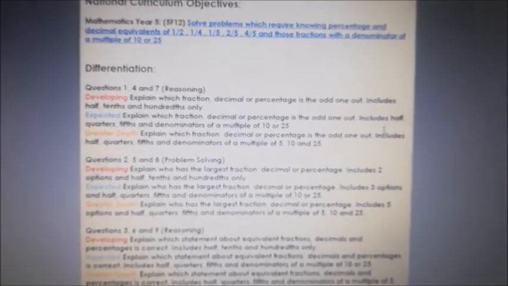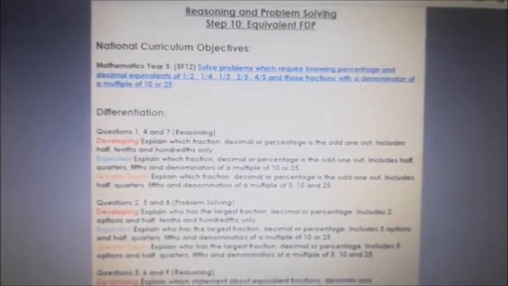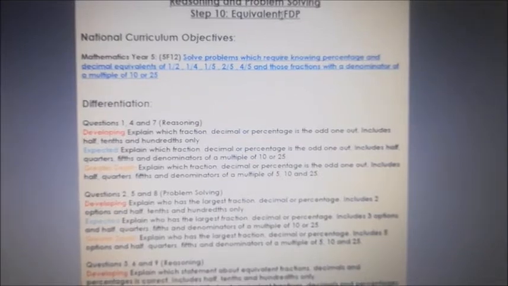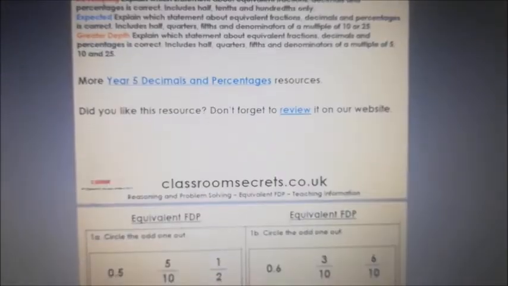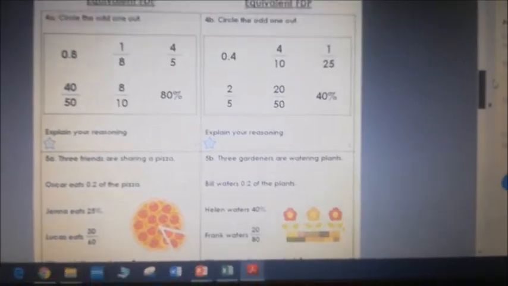Then there should be some time for reasoning and problem solving. So reasoning and problem solving. Oh, if we go all the way up to the top, my laptop's been annoying. Problem solving. Equivalent fractions, decimals, percentages. So that is today's work. First page is always going to be hot and spicy. Next page is going to be mega hot. Now, mega hot starts here on 4.